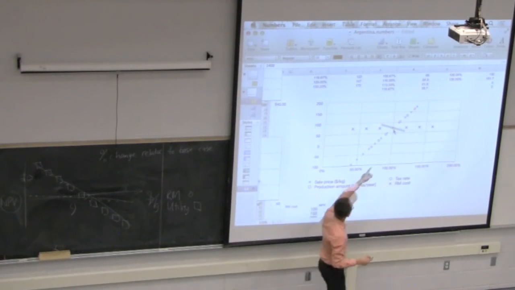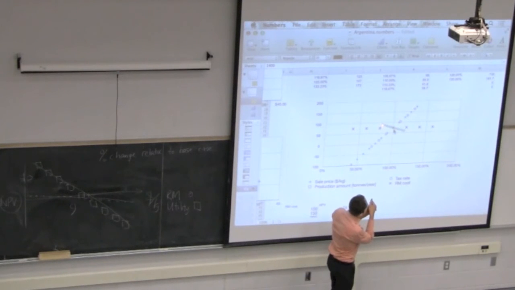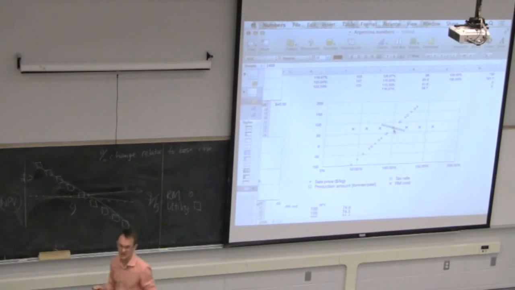So the base case was 30% tax. That lowest point is when our tax rate is 25%, that's 35% tax. That's a huge, huge variance. We don't expect the government to be changing taxes by that much ever in the lifetime of our plant. But despite that, we're still profitable at any level of tax rates.